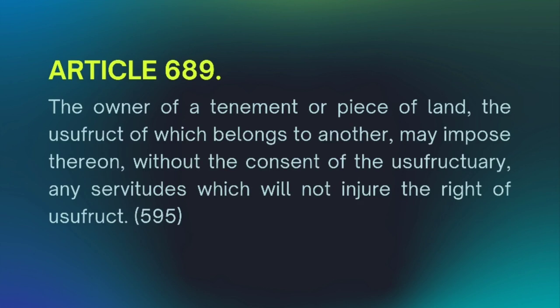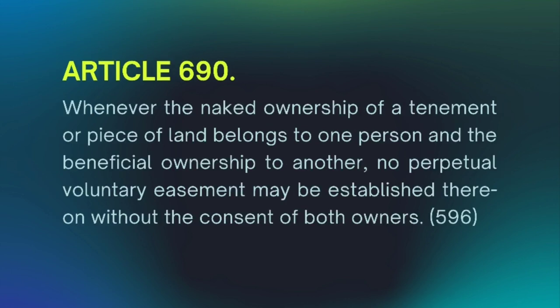Article 689. The owner of a tenement or piece of land, the usufruct of which belongs to another, may impose thereon, without the consent of the usufructuary, any servitudes which will not injure the right of usufruct. Article 690. Whenever the naked ownership of a tenement or piece of land belongs to one person, and the beneficial ownership to another, no perpetual voluntary easement may be established thereon, without the consent of both owners.